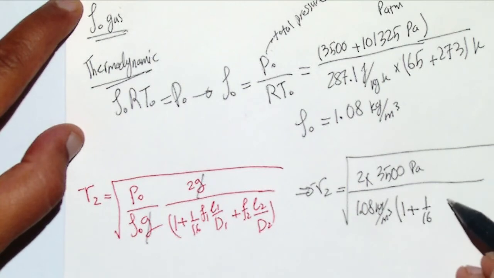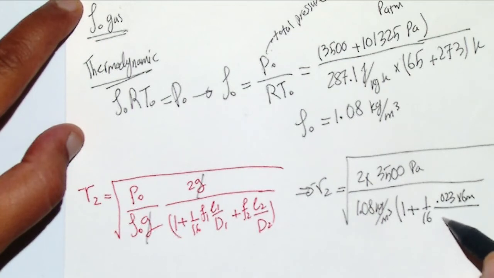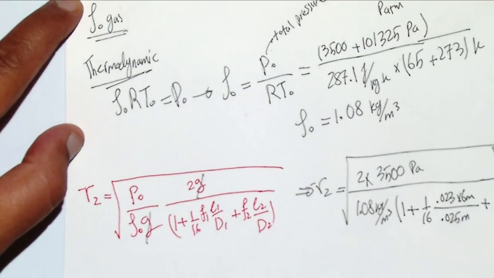F1 is given as 0.023 times the length of the pipe, both of them are 6 meter, over D1, which is 0.025 meter. That's the length and the diameter for pipe 1. Plus, for pipe 2, you will have F2, which is 0.015 is given, times 6 meter of length over 0.0125 meter.